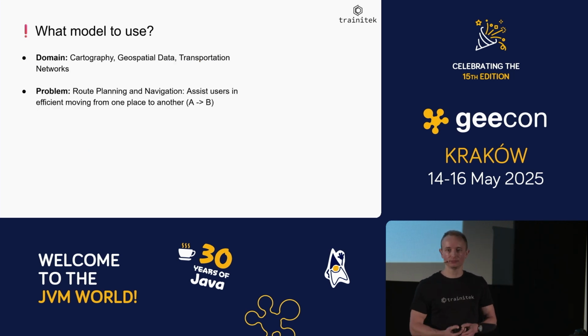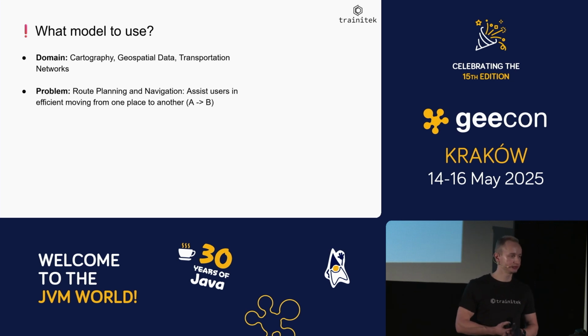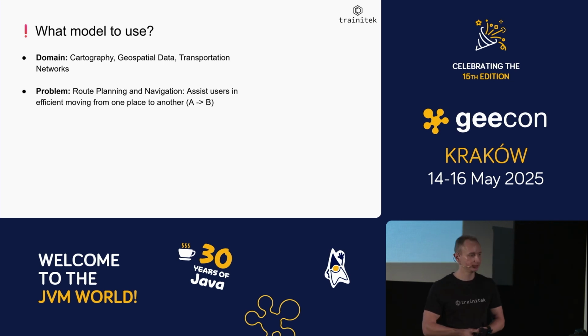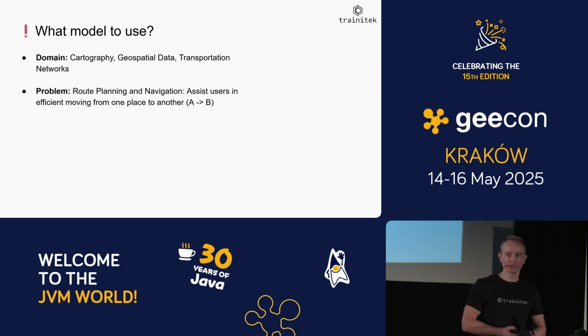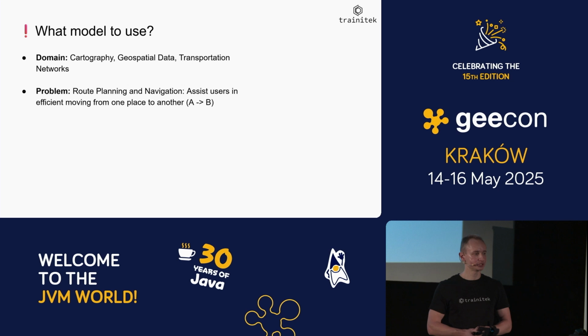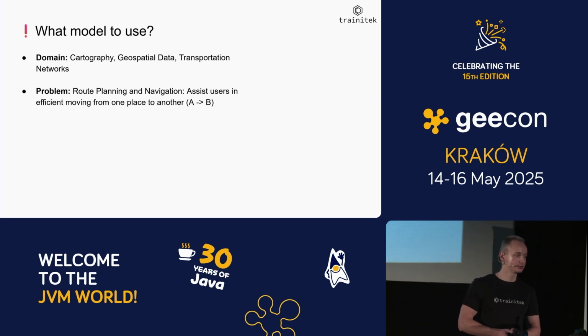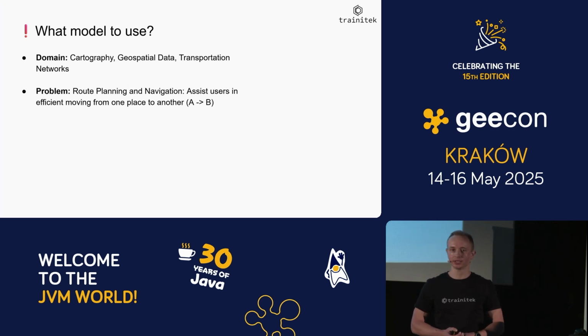Just one more example of what model to use. We have a domain like cartographic, geospatial data, transportation networks, and we have a specific problem, like route planning and navigation. We need to assist users in efficiently moving from one place to another, from point A to point B. So what kind of solution would you choose for that? Maybe you have it on your mobile phones.